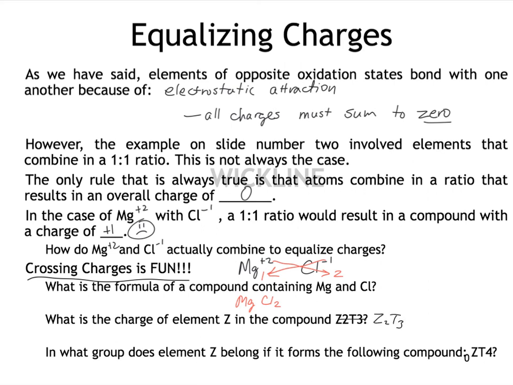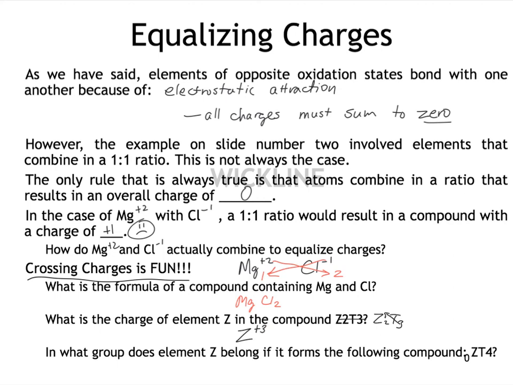If I want to know the charge of element Z, let's undo what I just have done in the example. Let's take the subscript from T and assume that it's going to be the charge on Z, while also remembering that the charge on Z is always positive because the positive ion is always written first. So the charge of element Z must be Z +3.